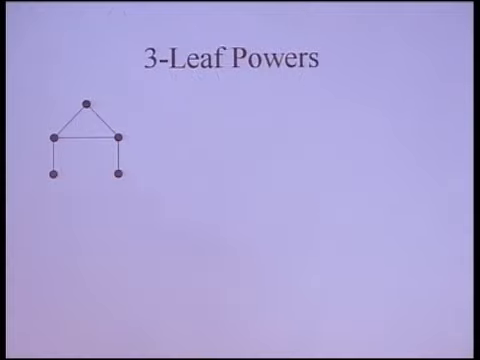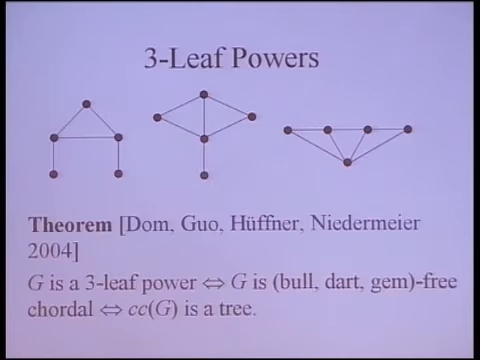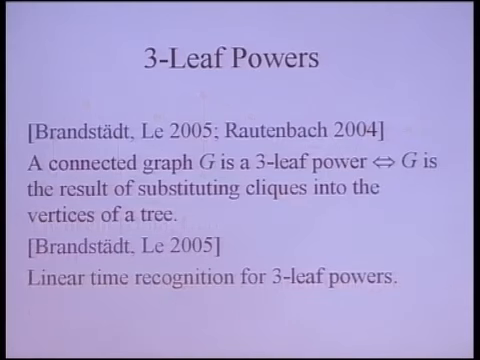So 3-leaf powers, there's yet another characterization for those. This is a bull, a dart, and a gem. And the bull, dart, gem-free chordal graphs are precisely the 3-leaf powers. And a theorem by Dom, Guo, Höfner, and Niedermeyer from 2004 precisely states this, what I was just claiming. And the critical clique graph of G is a tree.